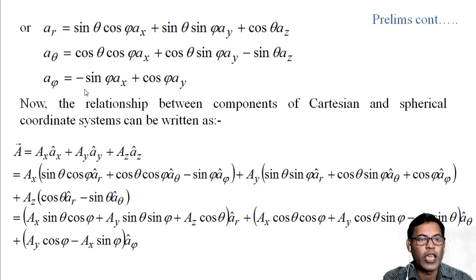Now we have AR equals to this expression. Similarly, using the same diagram we can find A theta equals to this and A phi equals to this. Now we are going to find out the components.